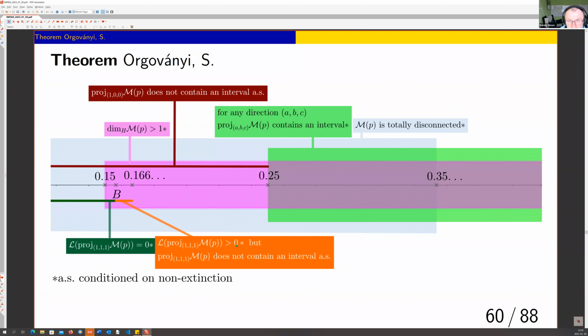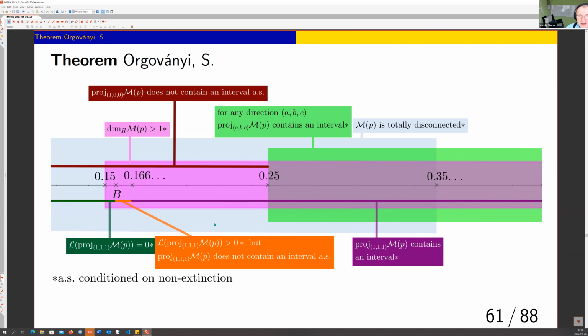Here, the Lebesgue measure is positive, but there is no interval as far as this projection to the main diagonal is concerned. So the Lebesgue measure of the projection to the main diagonal is positive, but it does not contain intervals. And then this is the interval, 0.1166, whatever. So if p is bigger than that, then the projection to the main diagonal does contain an interval. So these kinds of things can be pointed out.